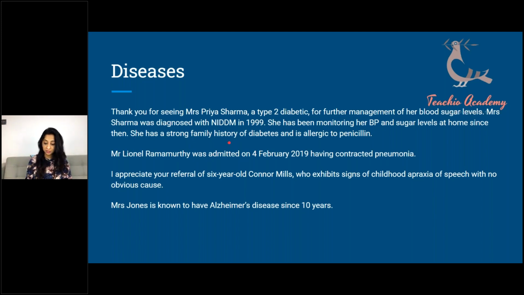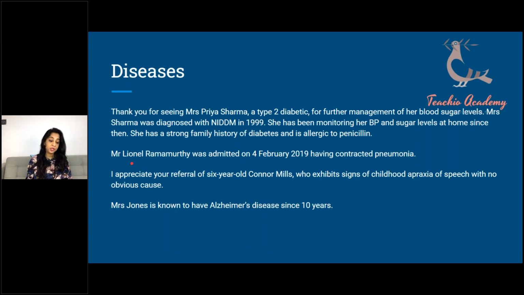She has a strong family history of diabetes. So diabetes is again a common name. So that's why it's going to be in small letters, and is allergic to penicillin. So because this is a generic medication, this is going to be in small letters.